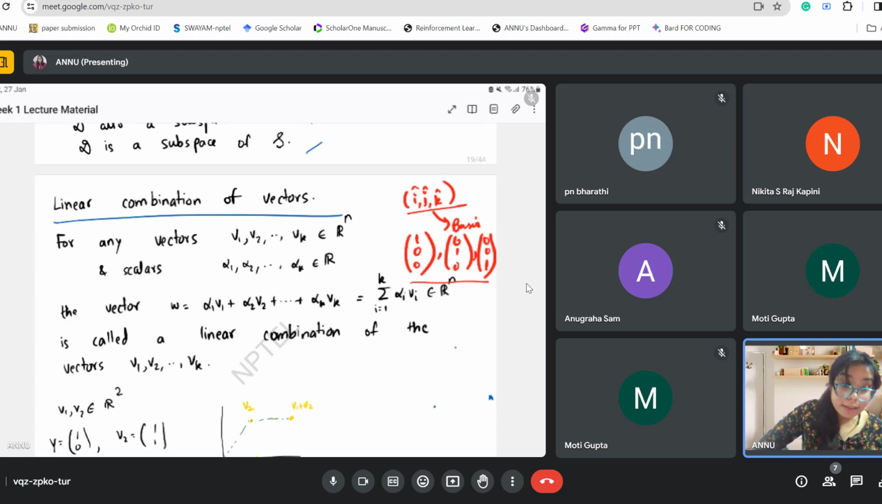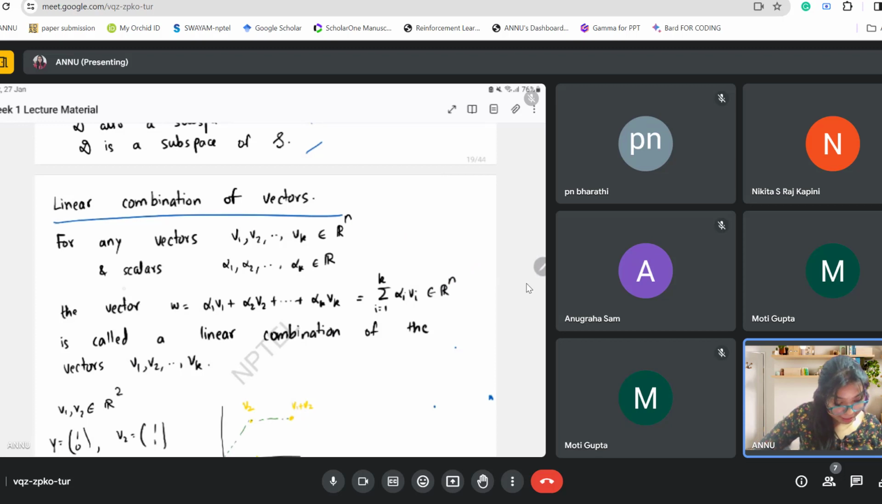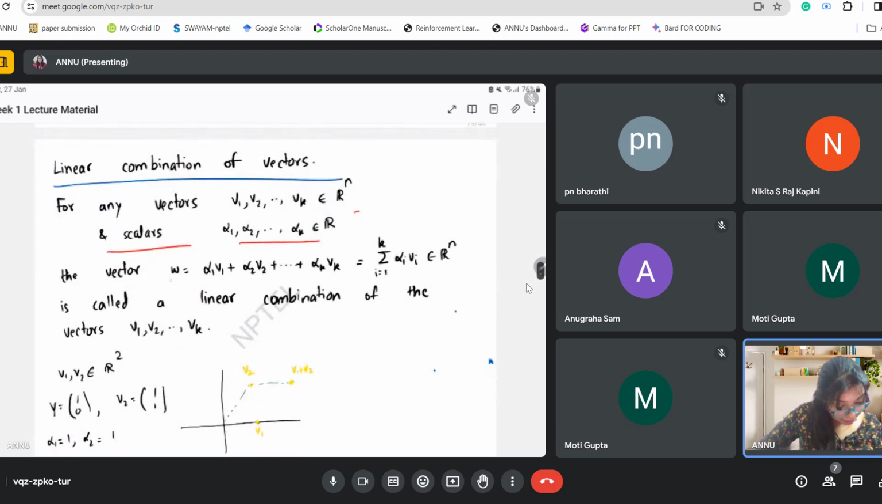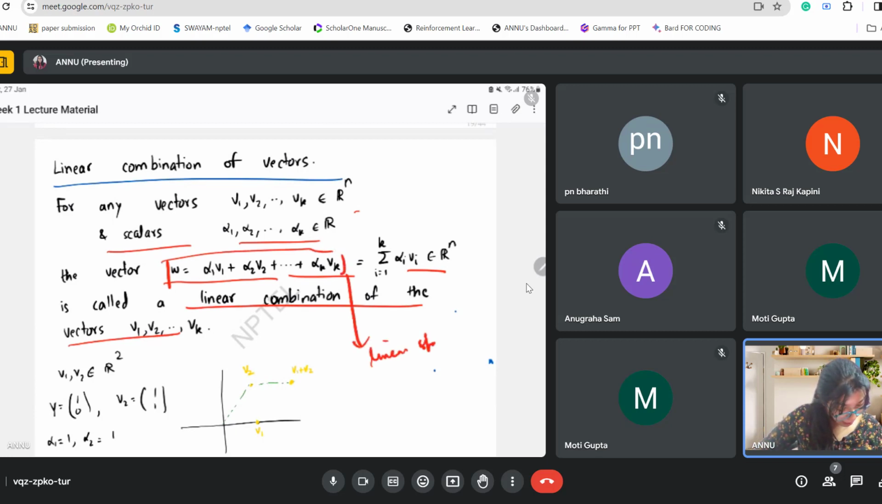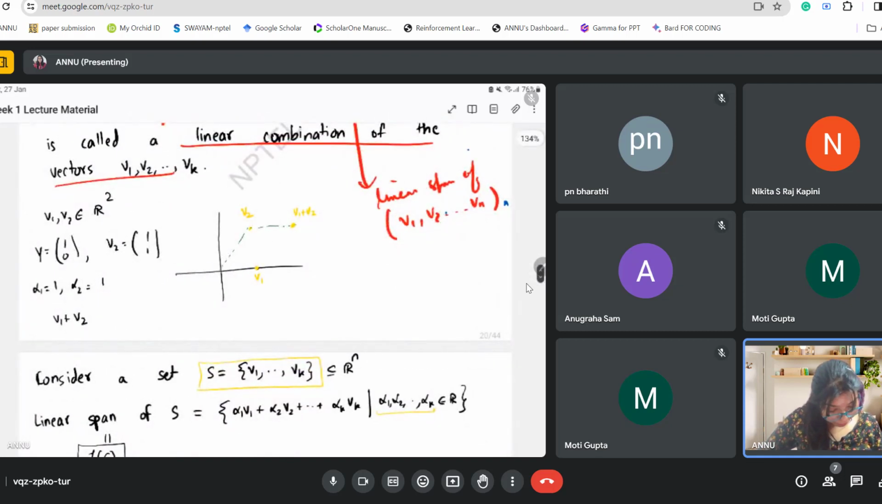Now we come across this particular topic. Given vectors and scalars, the vector w equal to alpha 1 v1 plus alpha 2 v2 is called a linear combination of the vectors. And if you plot this, it is called the linear span, span of v1, v2 till vn. You can see it with an example. If you plot all the values of alpha 1 v1 plus alpha 2 v2, it will be the linear span of v1 and v2.